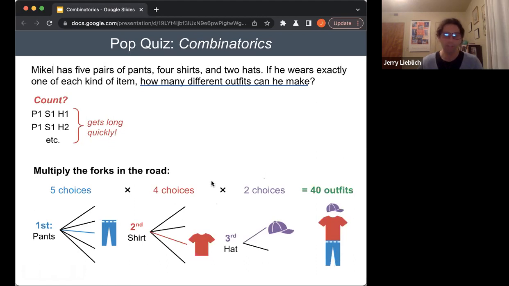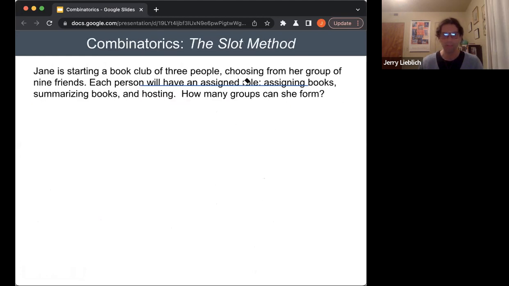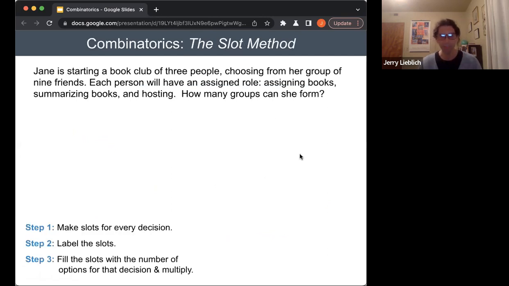And so the simple way to do this is simply think about each choice, how many options you have for each choice, and multiply them together. This is what we'll call the slot method. The way this works is you start by drawing a slot for each decision. Then you label the slots. This is a step that maybe feels a little strange at first, but ends up being really important, as we'll see as these get tougher. Then you fill in each slot with a number of options for that decision.